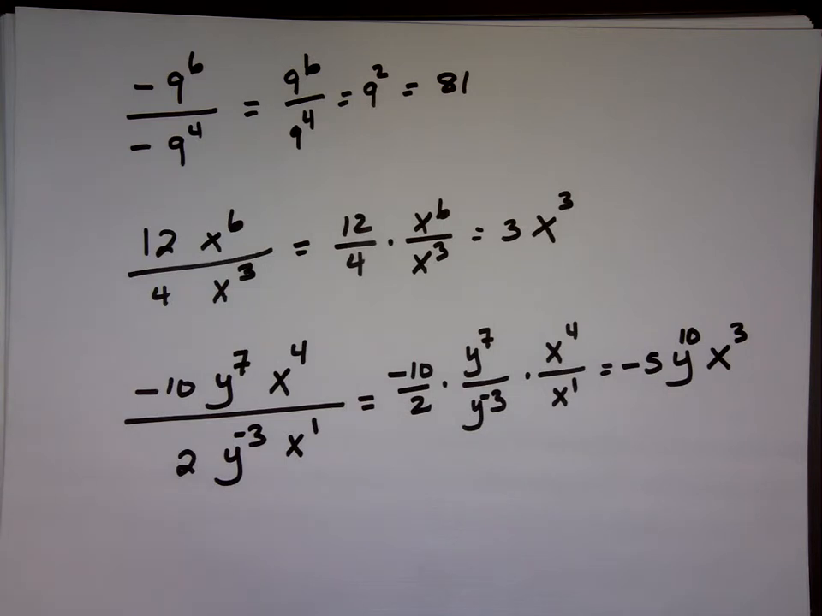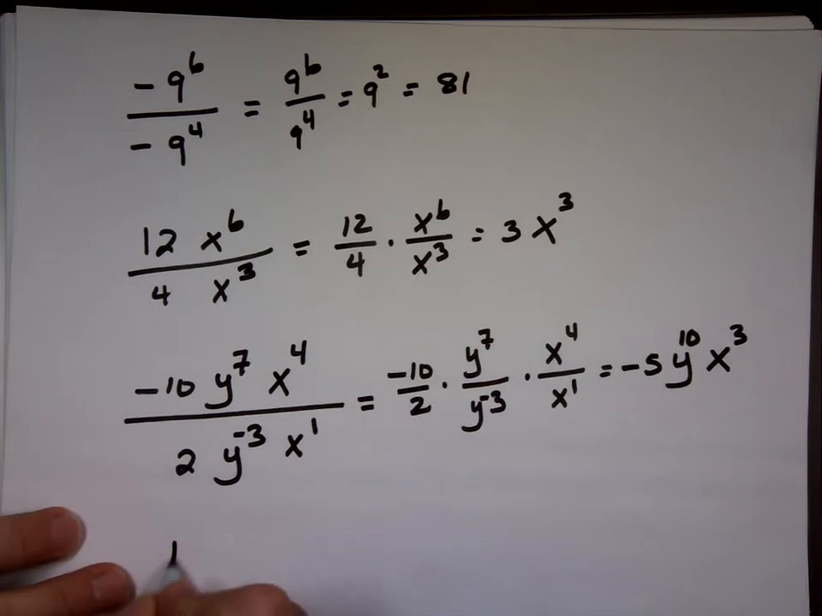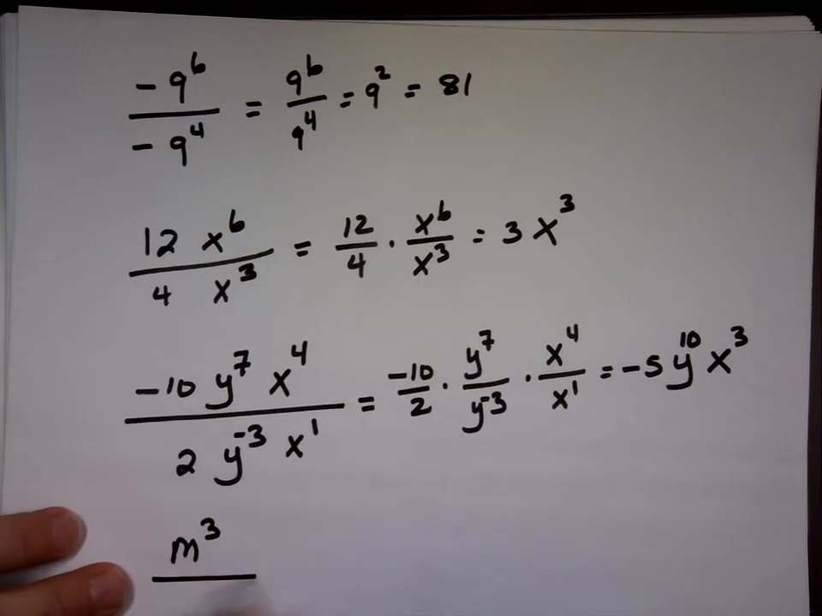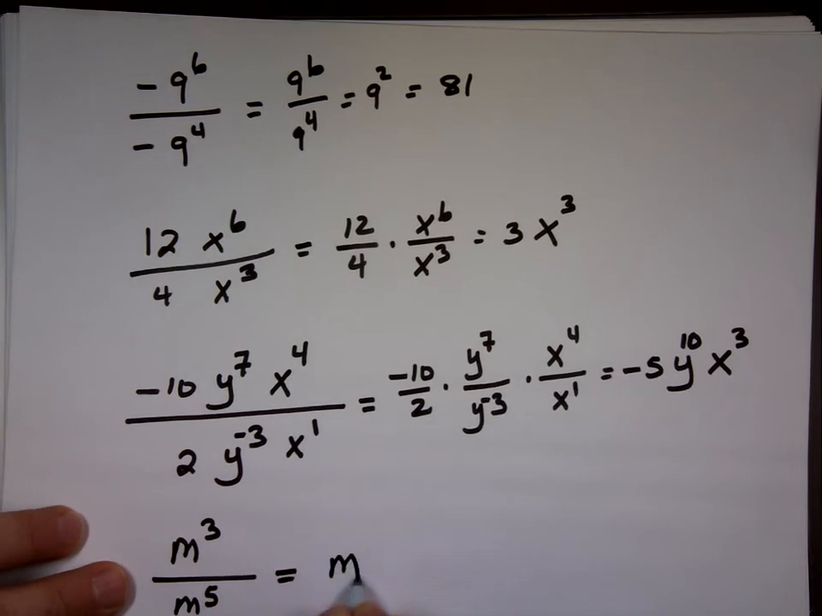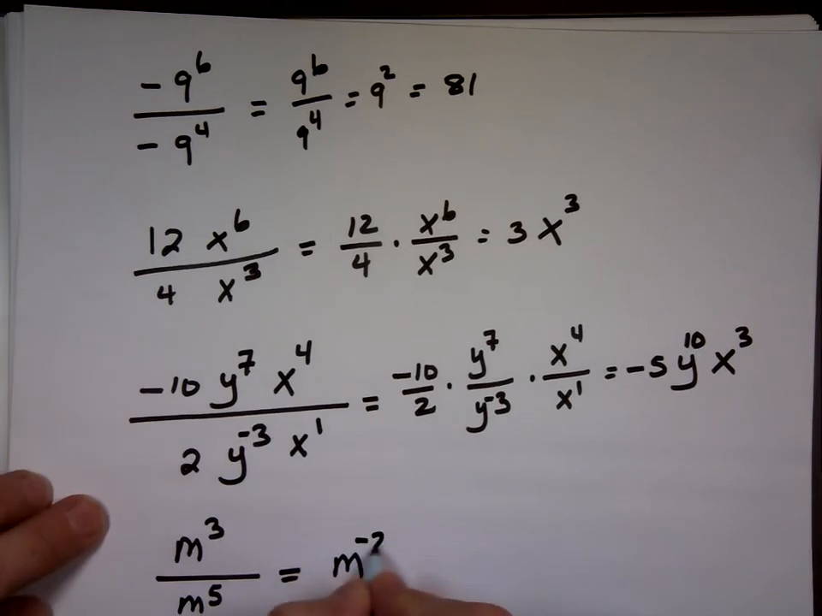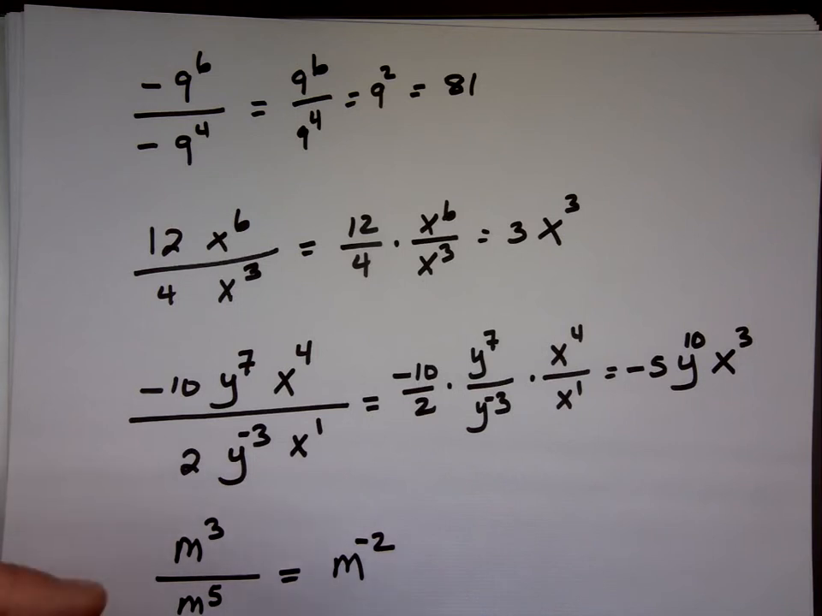One more here. M to the third over m to the fifth. M to what power? Negative 2. And here is the problem. Most math books don't like to see negative exponents. So that's the next property. When you have negative exponents, what do you do with them?